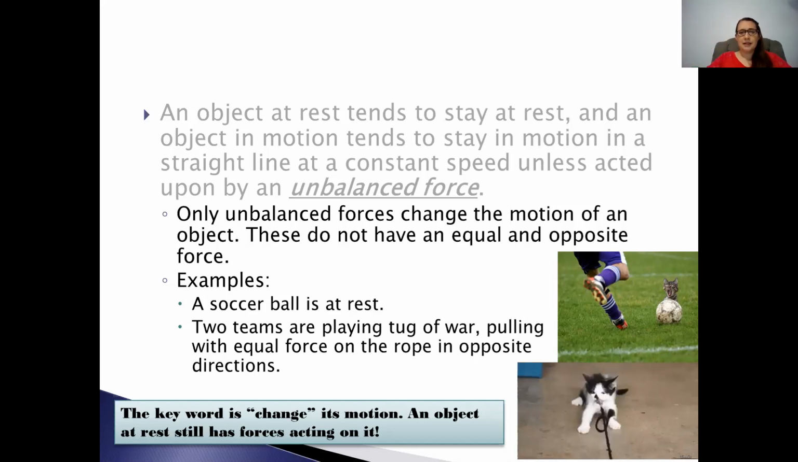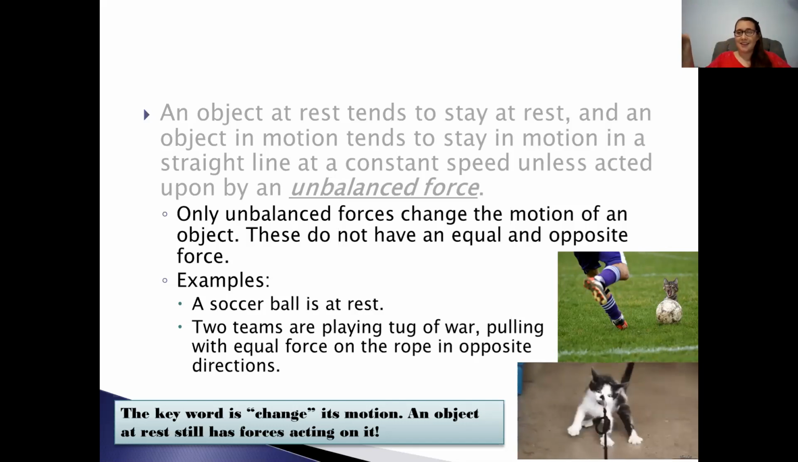So really the key here to this law is changing the motion, right? So an object at rest tends to stay at rest. An object in motion tends to stay in motion unless something makes that change, right? And that's the unbalanced force.